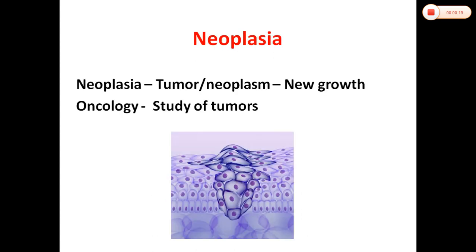The word neoplasia means new growth, and the new growth is called a neoplasm or tumor. The study of tumors is known as oncology, and it is derived from a Greek word, onkos, meaning tumor.